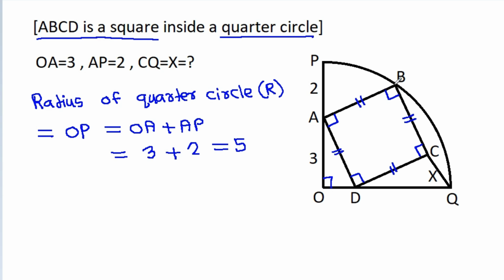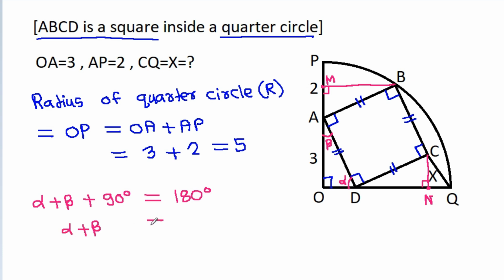And if we draw a perpendicular from B on AP, suppose this point is M, and from C on DQ, suppose this point is N, then if this angle is alpha and this angle is beta, then alpha plus beta plus 90 degrees will be equal to 180 degrees. So alpha plus beta will be equal to 90 degrees.